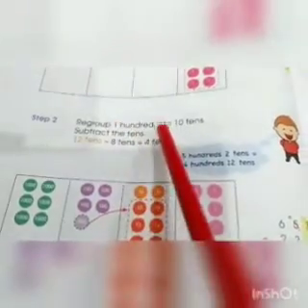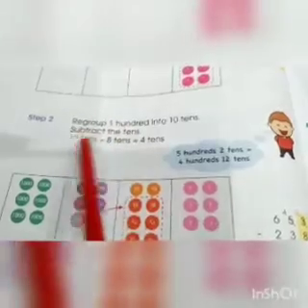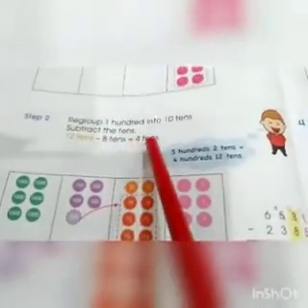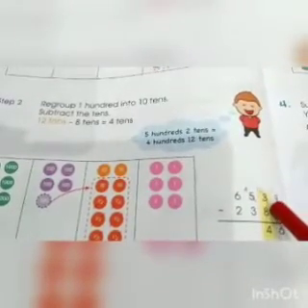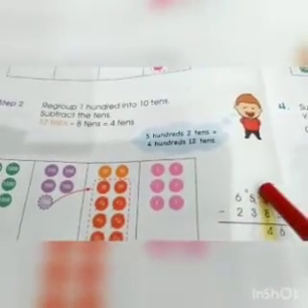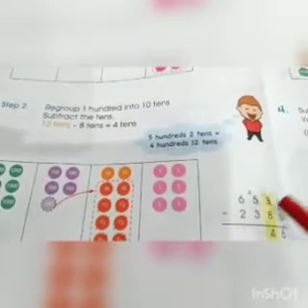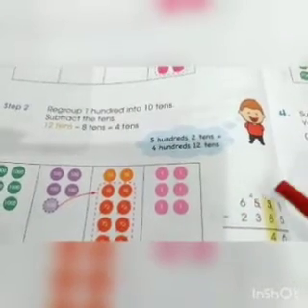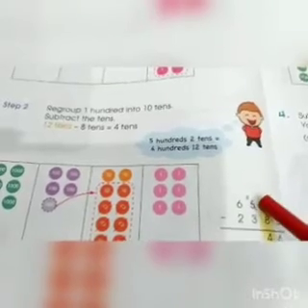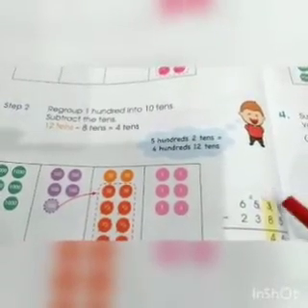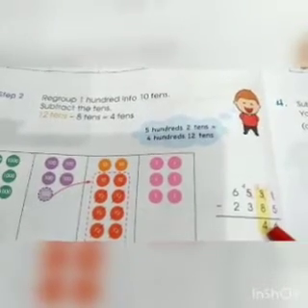Regroup 1 hundred into 10 tens. Subtract the tens. 12 tens minus 8 tens equal to 4 tens. 2 is smaller than 8. The minuend is smaller than the subtrahend. Now we need to borrow from 5. Give me your 100 so I can be 12. 12 minus 8 is equal to 4.